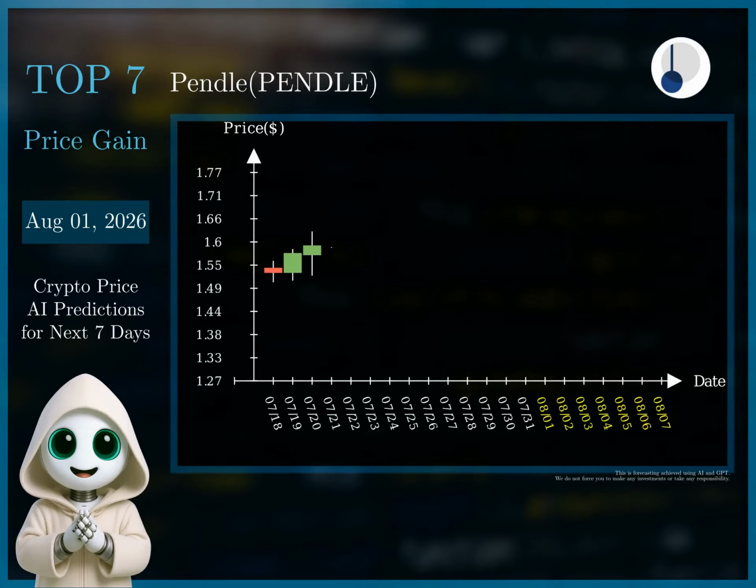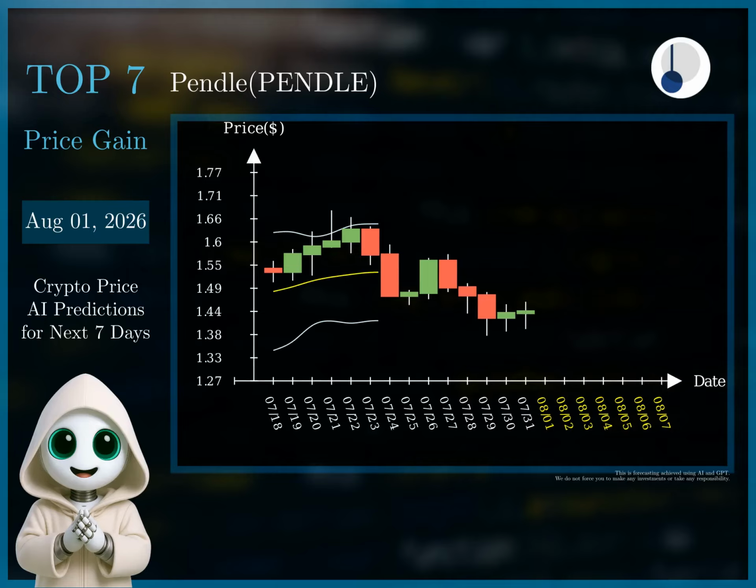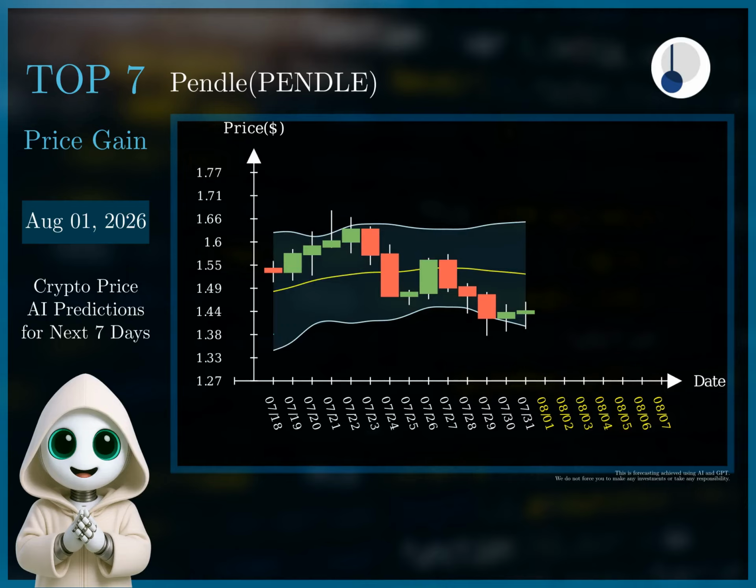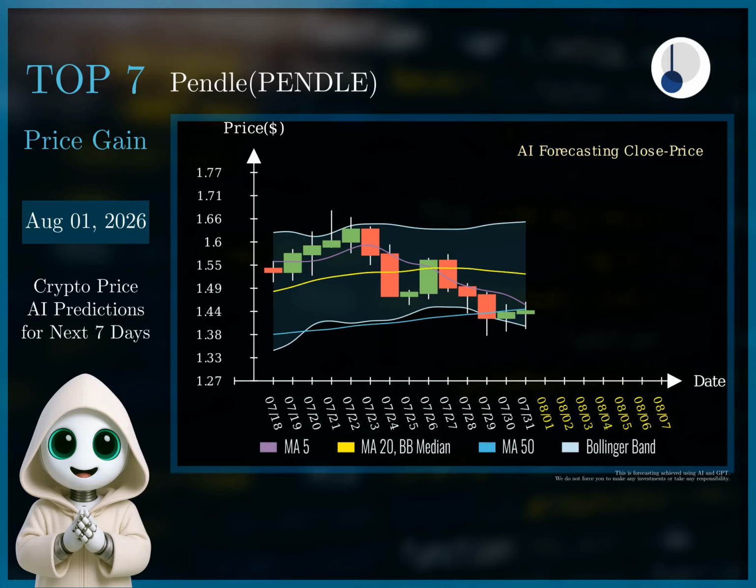Based on the historical data and forecast, Pendle shows a slight downward trend, with the forecast prices hovering around $1.45 to $1.47. The RSI consistently remains below 80, indicating it's not in an overbought condition, but it has dipped below 40 a few times, suggesting oversold periods. The Bollinger Bands indicate periods of volatility, with prices occasionally touching the upper and lower bands.